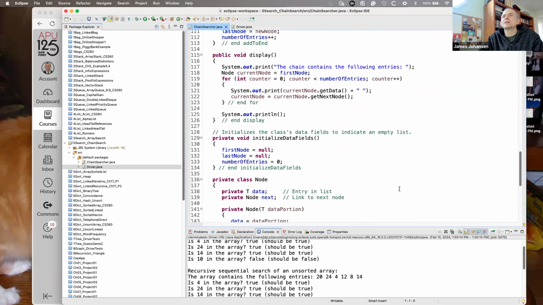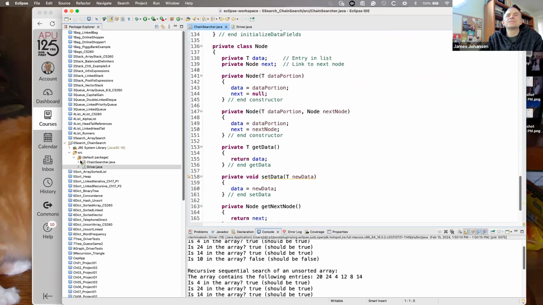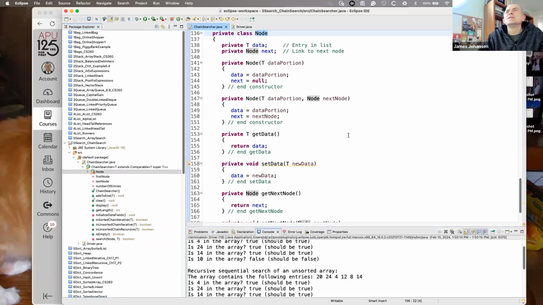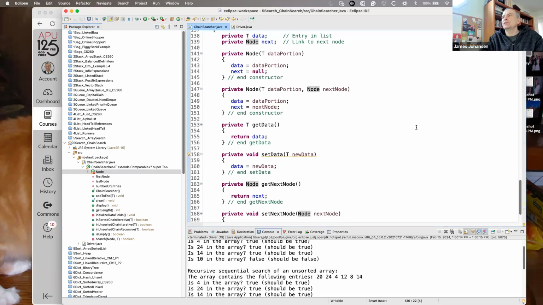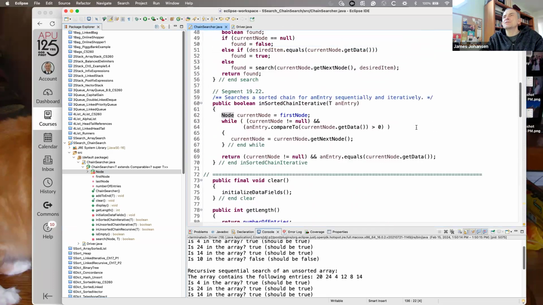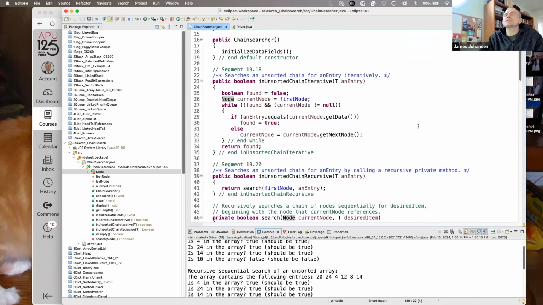Let's see where they put that. Our private class Node is down at the bottom here. And then we have each of these three different approaches for doing our searching here.